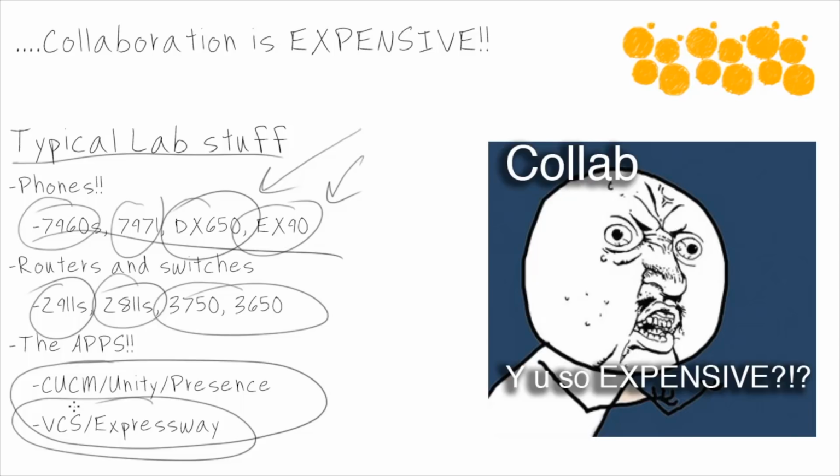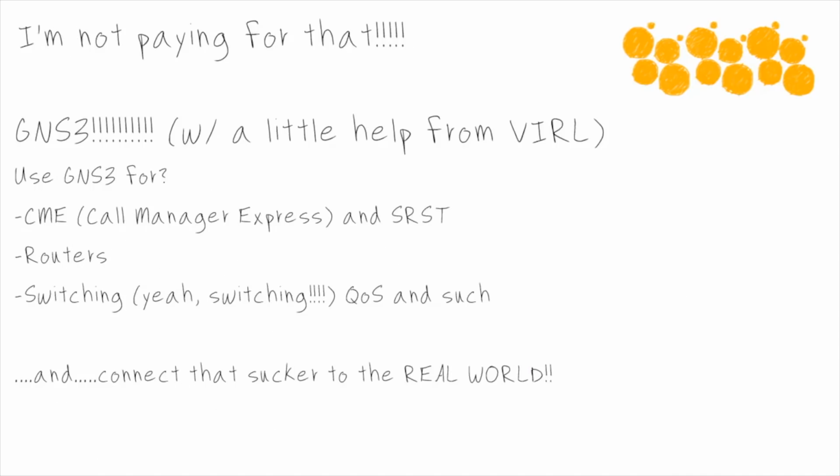Now, quick disclaimer, some stuff you cannot virtualize or get for free. One of those is transcoding. Because with transcoding, what do you need? You need DSPs, digital signal processors, which come in little PVDM cards that you install on your router. Those things you cannot emulate in a virtual environment. So if you really want to lab that up, which I do recommend if you have the means to, get a PVDM.